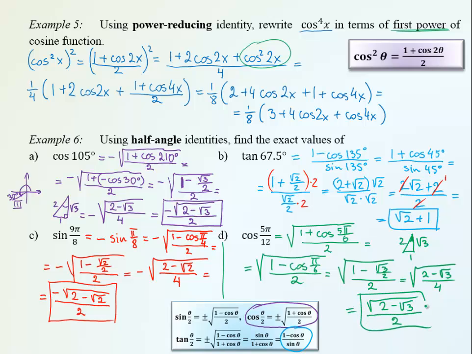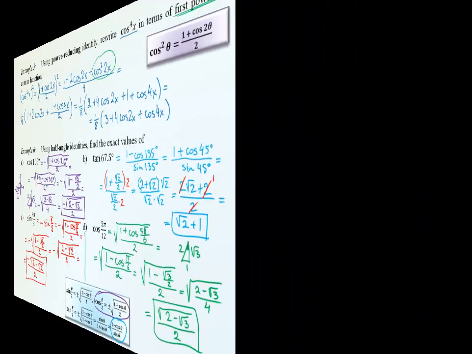Okay, here's the final answer. As you see, this answer is nearly the same as that one, except that the sign is opposite. And it's not much of a surprise, because this angle has a reference angle of 30, and here we also had a reference angle of 30, just different quadrants.